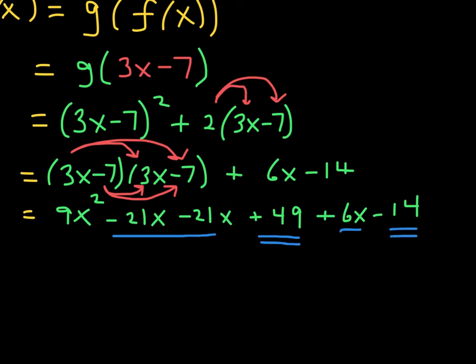When you combine all of these like terms, you get 9x squared. What is this? Negative 42 and then plus 6. So that'll be minus 36x. And then 49 minus 14 would be positive 35. Okay, positive 35. All right, cool.